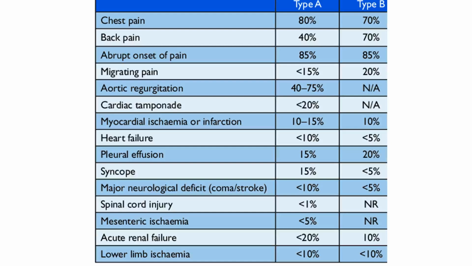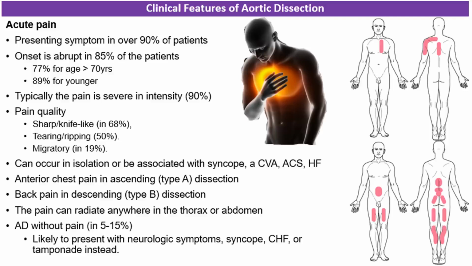Although acute aortic dissection can occur at any time of the day, the onset of symptoms more commonly occurs in the morning during waking hours. Pain is the most common presenting symptom, occurring in over 90% of patients, with 85% of the patients noting the onset to be abrupt. Typically the pain is severe and sharp, knife-like, causing the patient to seek medical attention within minutes to hours of onset, and categorically unlike any pain experienced before.